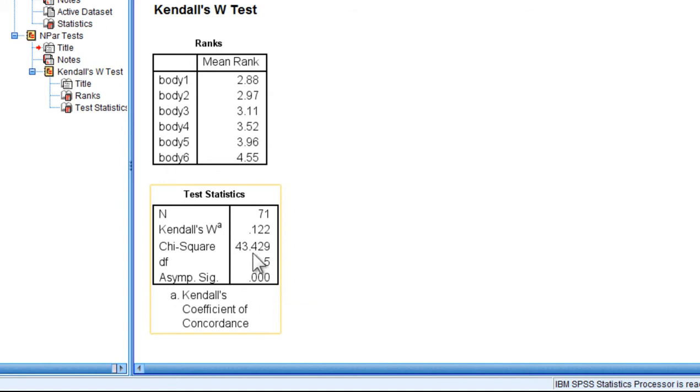Now this chi-square value is what you would get from the Friedman's ANOVA. SPSS just gives it to you with the Kendall's W as well. And the Kendall's W in this case is estimated at 0.122. Therefore, about 12% of the variability in the ranks is accounted for by which body has been disposed of. So that's a fairly large effect in the behavioral sciences, and that Kendall's W is statistically significant.